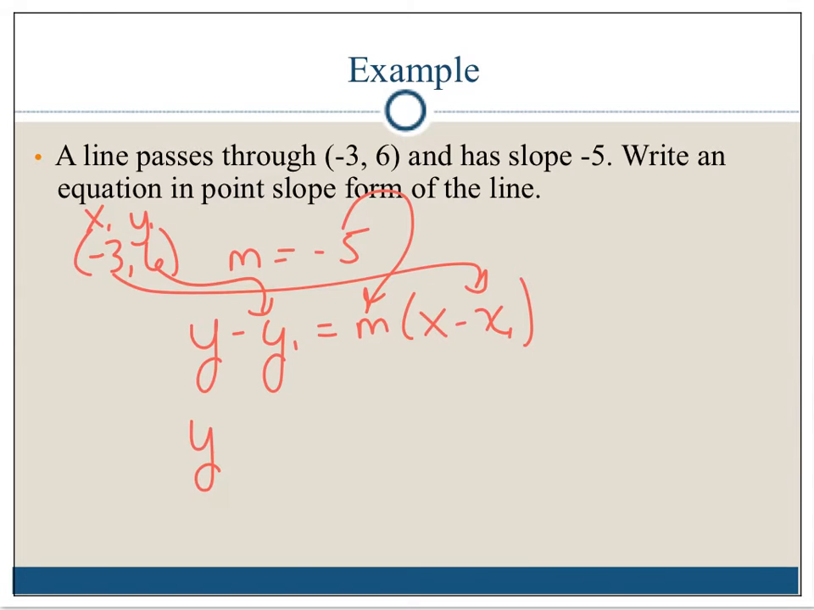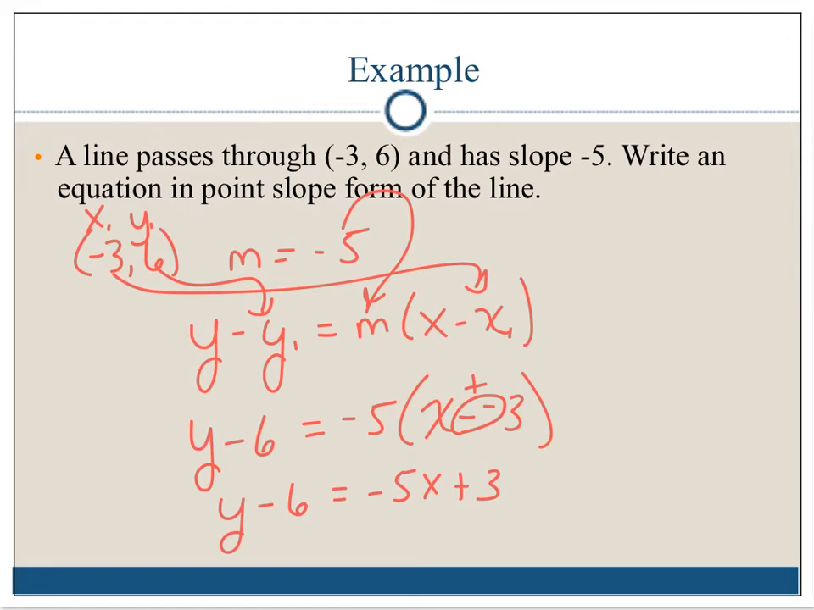So our equation becomes y minus our 6 equals negative 5 times the quantity x minus a negative 3. Negative times negative is a positive. So y minus 6 equals negative 5x plus 3. Now you will see that this can soon be simplified further. And you can change this into standard form, which you'll be learning, or slope-intercept form, which you already know.